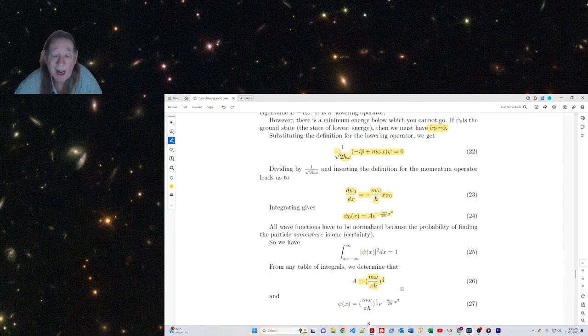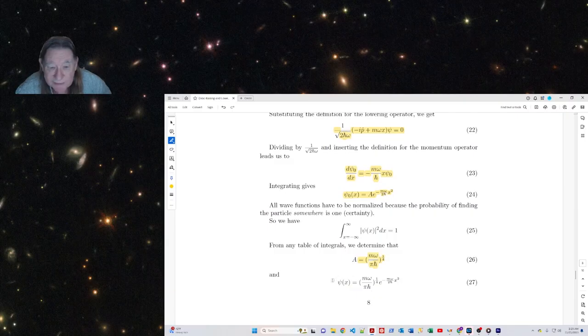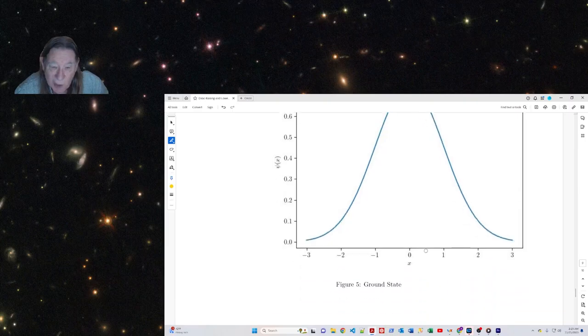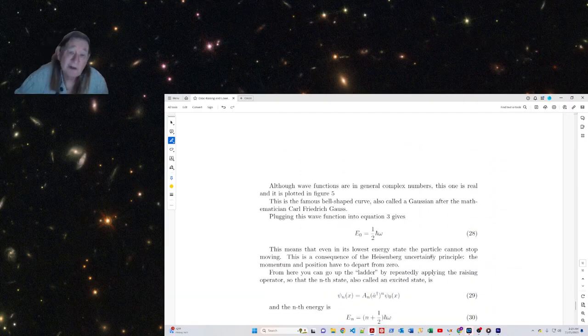M omega over pi h bar raised to the 1/4 power. 1/4 power is the square root of the square root. So now that we know A, this is what the wave function is. I've written it psi. Technically it should be psi 0 because it's the lowest energy, which is also called the ground state. Here's the wave function again. Now, wave functions in general are complex numbers, so you can't plot them. But for the harmonic oscillator, the imaginary part is always 0, so we just plot the real part.